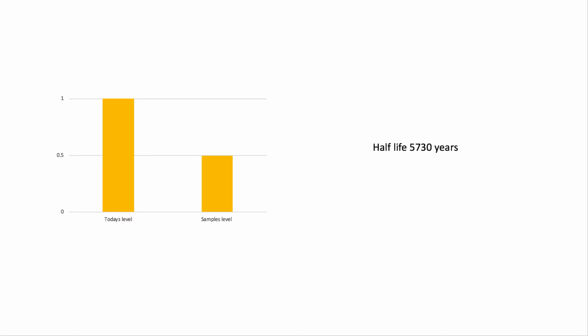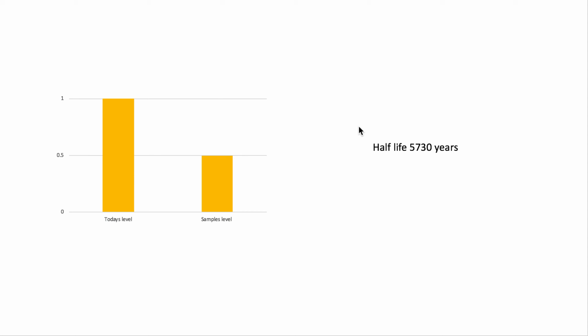This is shown here. So if we have a sample here with X amount of carbon-14 in it, and we compare it to today's level, if we work out the difference in levels and relate it to the time taken to divide by half, we can work out how old the sample is.